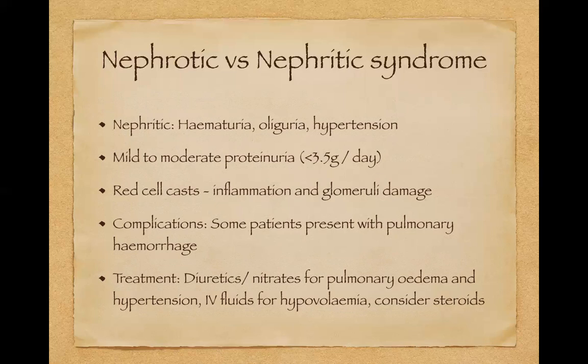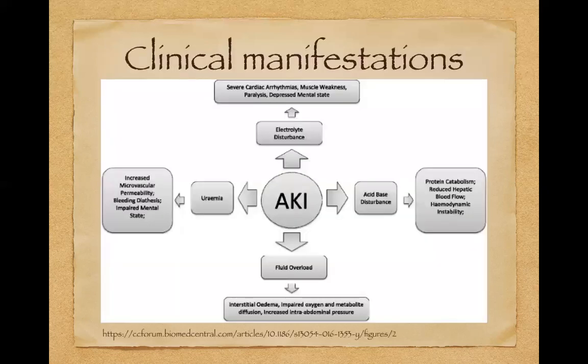The treatment also entails diuretics, and nitrates for pulmonary edema and your hypertension. If you suspect they are hypovolemic, some IV fluids, and you can consider steroids depending on the underlying subtype that you get with nephritic syndrome.